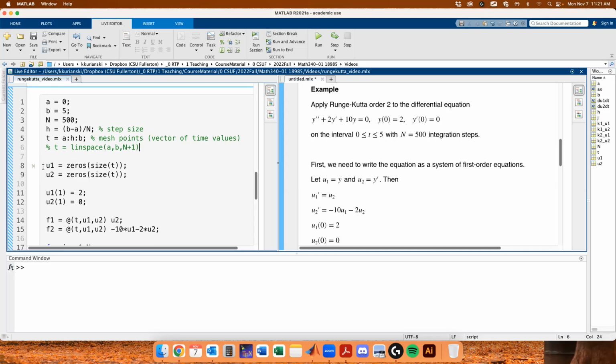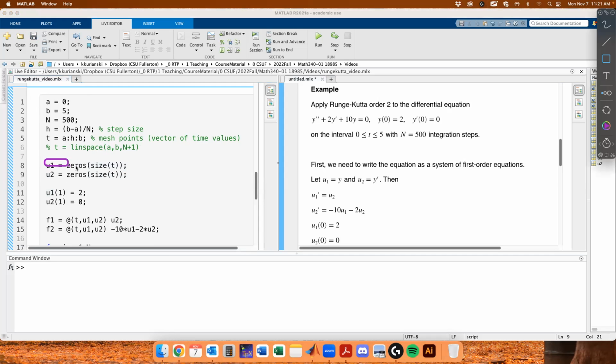Next, I am initializing U1 and U2 here. I am defining a vector full of zeros for U1, and I want it to have the same size as the time vector. So that's how many integration steps I'm doing. And then I also define U2 in the same way. This just makes a placeholder for MATLAB to then fill in all of the zeros with the actual approximations.